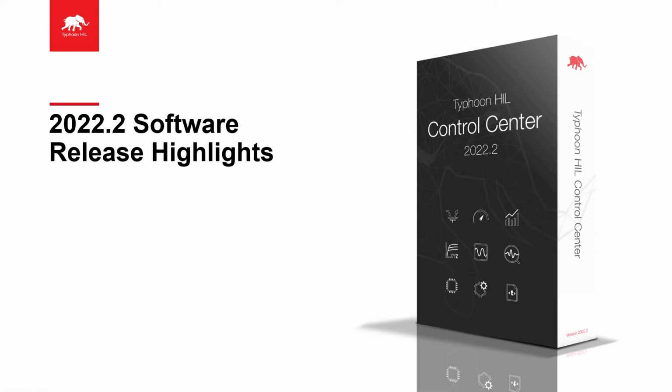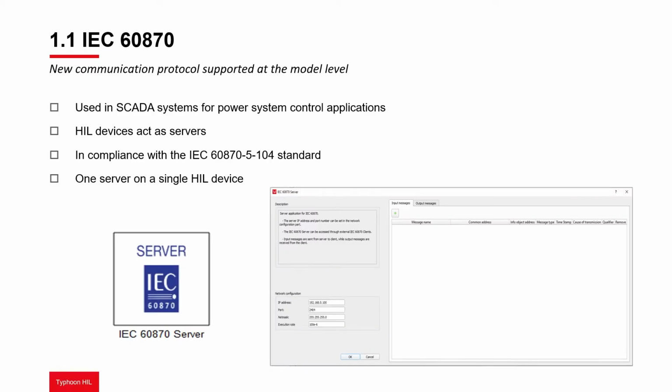Hello and welcome. In this video, we will look at the IEC 60870 server component, available with the 2022.2 release of Typhoon HIL Control Center. The International Electrotechnical Commission IEC 60870 standards define systems, such as SCADA systems, which utilize data transmission for monitoring and controlling geographically widespread processes. Systems such as this are mostly used for telecontrol in electrical engineering, power system, and distribution automation.